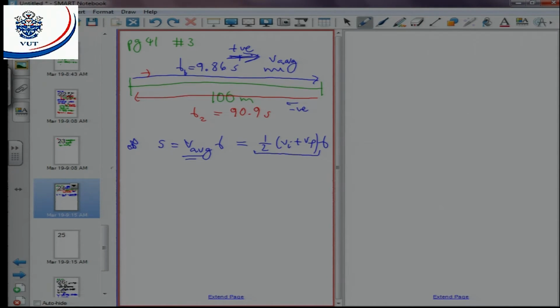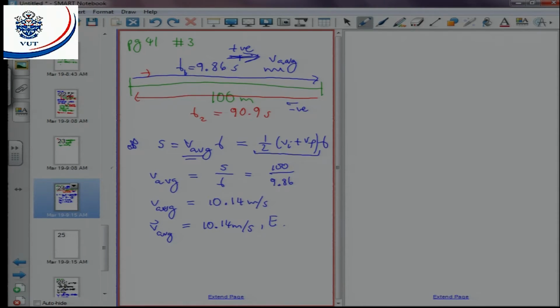Okay, so we learn that V average equals S over T, which is 100 meters over 9.86 seconds. And if you calculate that, what you will find is his average speed is 10.14 meters per second. Average velocity for that trip, the same trip has direction, so it's gonna be 10.14 meters per second east.